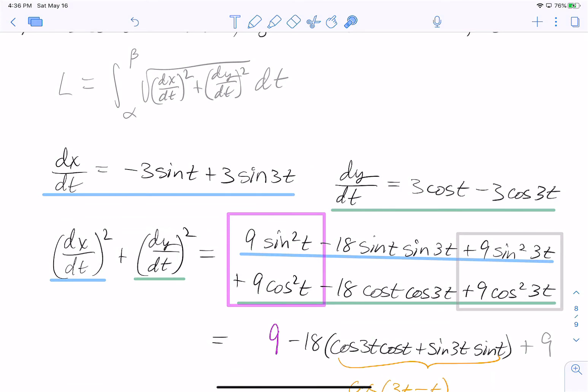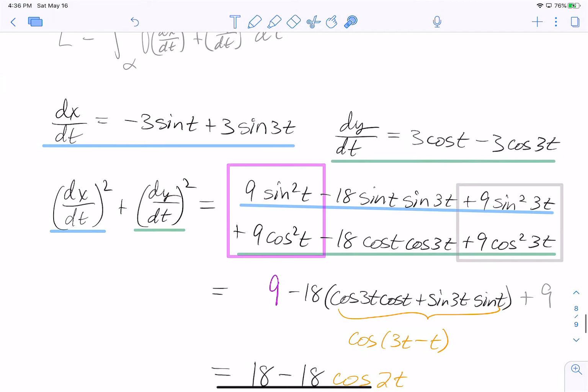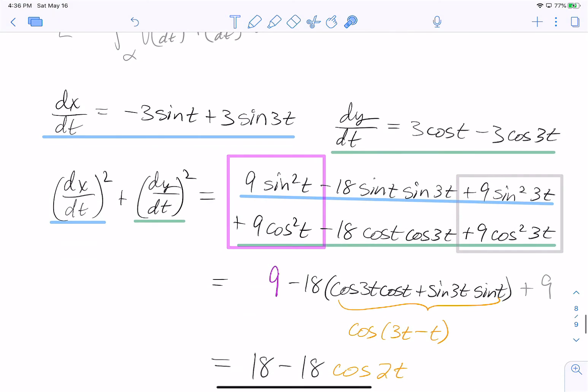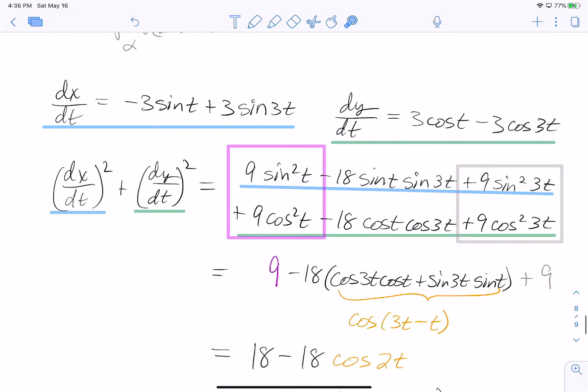This may have been a good point where you get stuck. Let's help get you unstuck if that happened. Folks, cosine alpha cosine beta plus sine alpha sine beta is a difference formula for the cosine of alpha minus beta. So letting 3t be alpha and letting t be beta, all that cosine 3t, cosine t, with the sines as well, becomes the cosine of 2t.